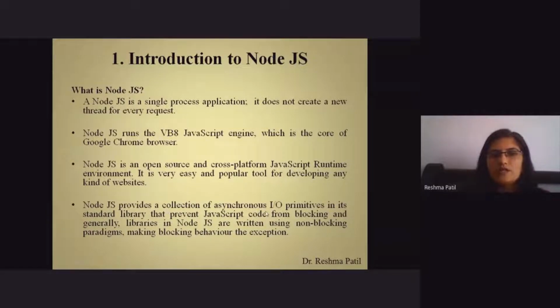Node.js provides a collection of asynchronous input-output primitives in its standard library that prevent JavaScript code from blocking. You will come to know about the words asynchronous and input-output primitives. It is not going to block; simultaneously, execution is going on. Generally, libraries in Node.js are written using a non-blocking paradigm, which means it is not going to stop execution. Continuous execution of your program is going on, making blocking behavior the exception. You will come to know about what is asynchronous and what is non-blocking in the next slides.